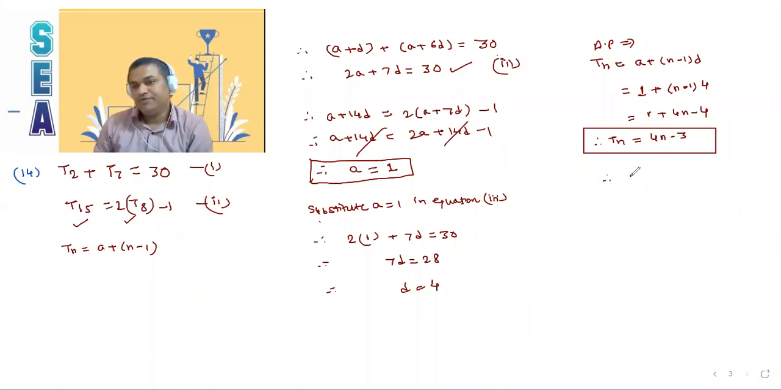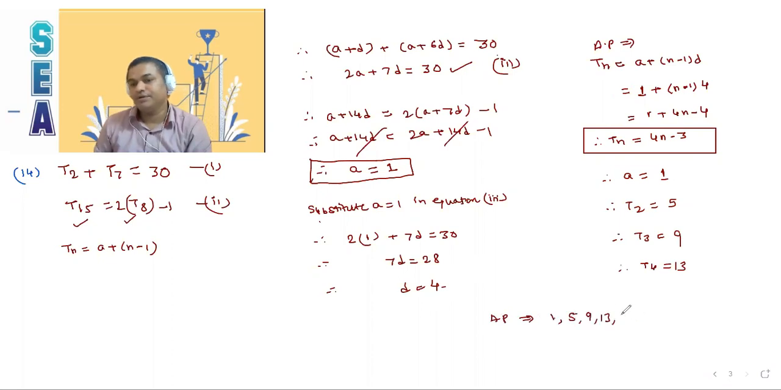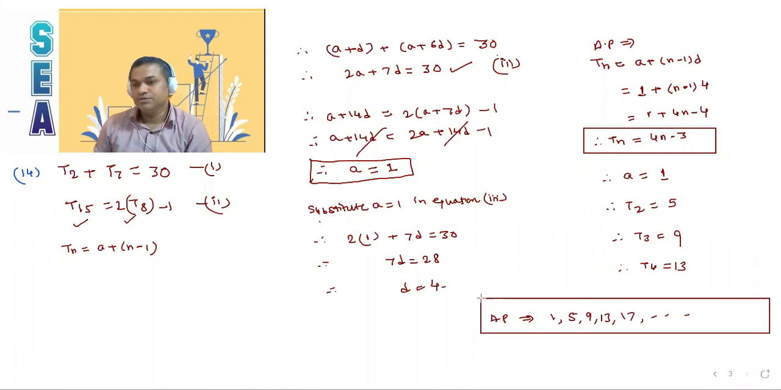So of which we have got the value of a as 1. So we'll say that T2 is equal to 5 because the difference is 4. We can substitute in this equation also. T3 is 9. T4 is equal to 13. Thus our AP is 1, 5, 9, 13, 17 and so on. So according to our own pattern, we can put the square bracket to this, rectangular bracket to this, and we say that the answer is complete.